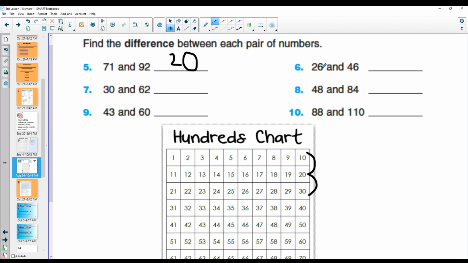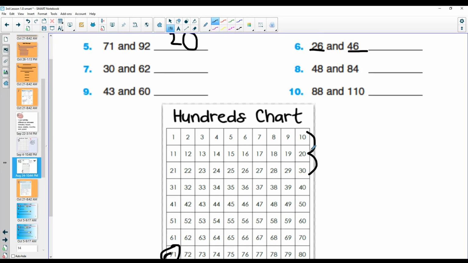Now, I need to find the difference between 26 and 46. Some of you might know already. If you can do that in your head, that's great. Otherwise, check here. I find 26. I find 46. I count 10, 20. The difference between 26 and 46 is 20.